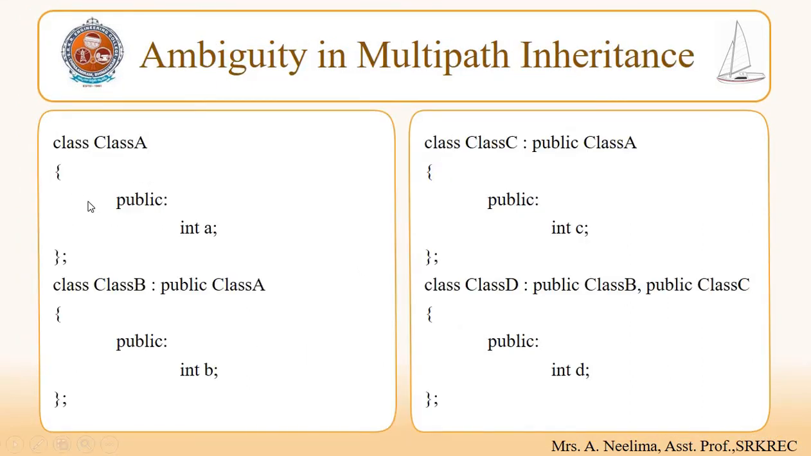Suppose I have declared a class A, which is one base class, where I am declaring A. Another class B is a derived class, derived from class A, where I am just declaring B. Class C is another derived class, derived from class A, and in that you are declaring C. Class D is also a derived class, which is derived from class B and class C, and here you are declaring D.